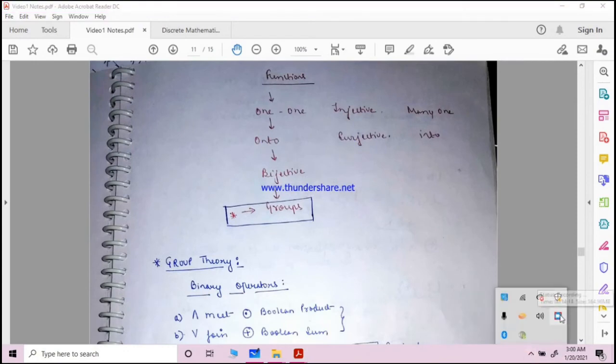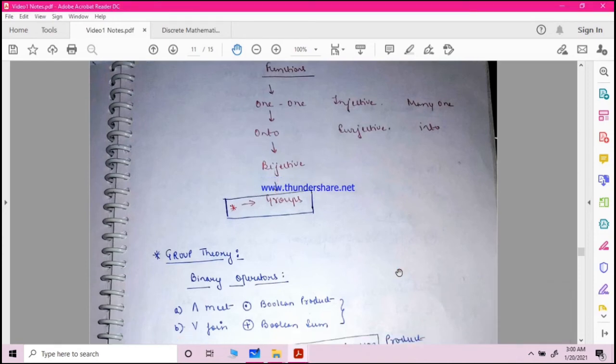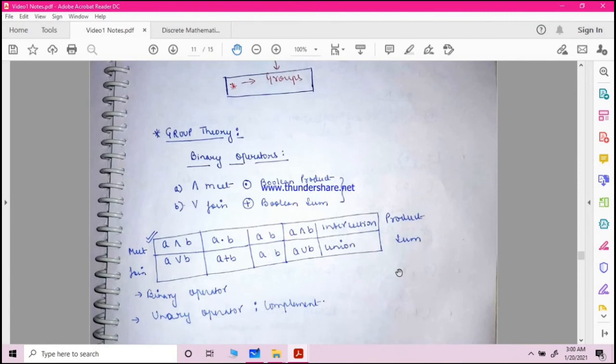What are the various groups and what are the various monoids? Just move on to the group theory. Like we have binary operations, Boolean product and Boolean sum. Here we are having two binary operations, meet and join. So meet and join are just similar to the Boolean product and Boolean sum.